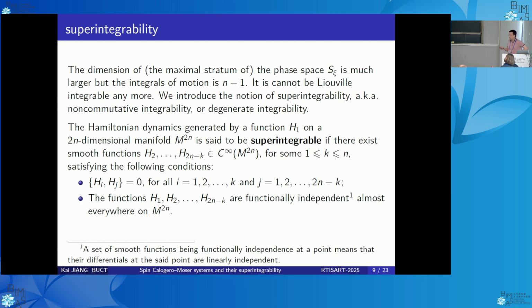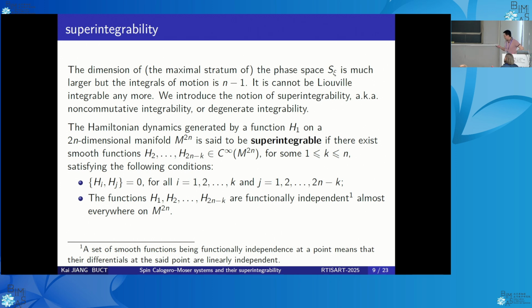So a particular case is that k equals n. When k equals n, it means that all the first integrals, all integrals of motion, commute pairwise. So it becomes the classic Liouville integrability.